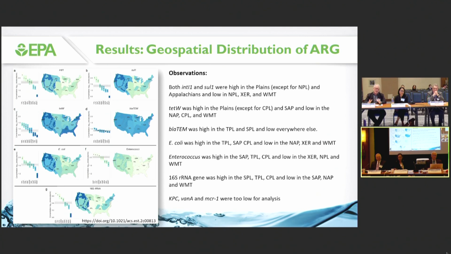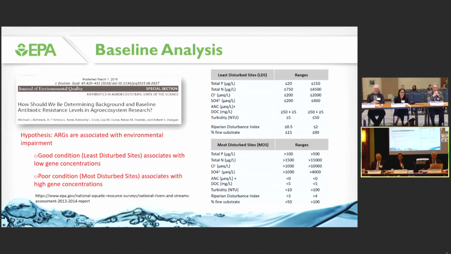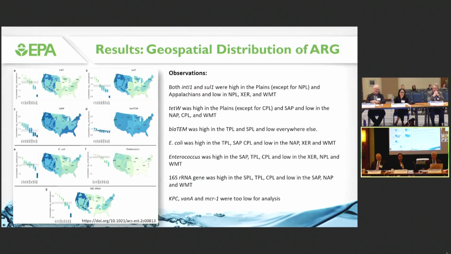One, overall, of the ones that we looked at, SOL1 and INTI1, which is not necessarily a direct resistance gene, but an indicator of gene exchange. Oops, sorry. You go back one slide. What you can see is that there's a gradient of east-west a little bit, east of the Mississippi, west of the Mississippi, but there also are specific differences you can see between ecoregions.